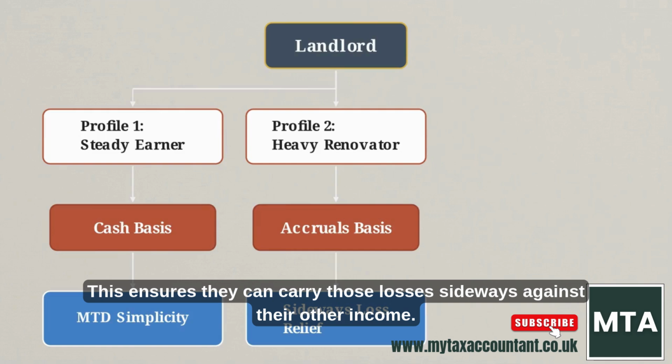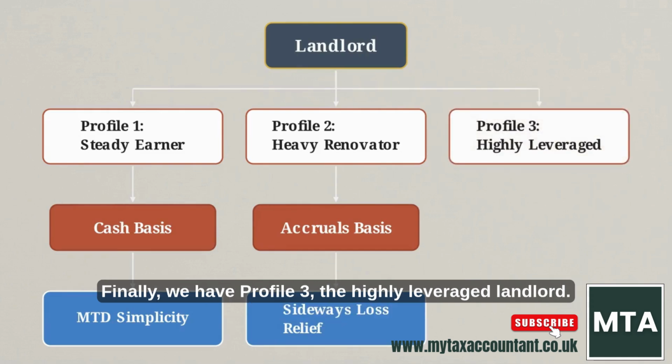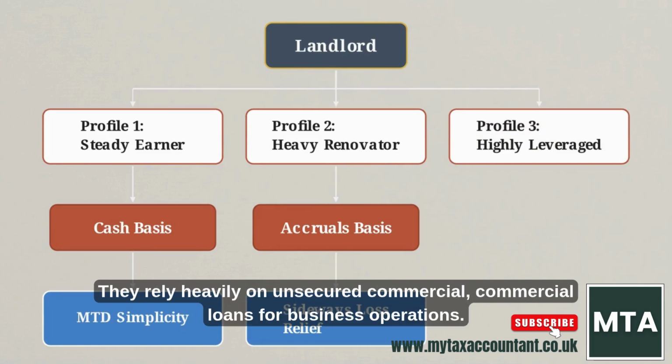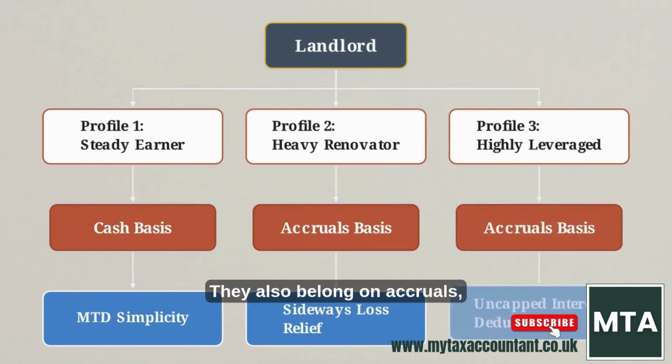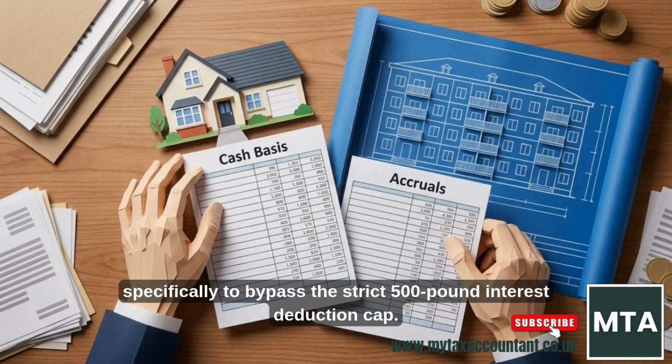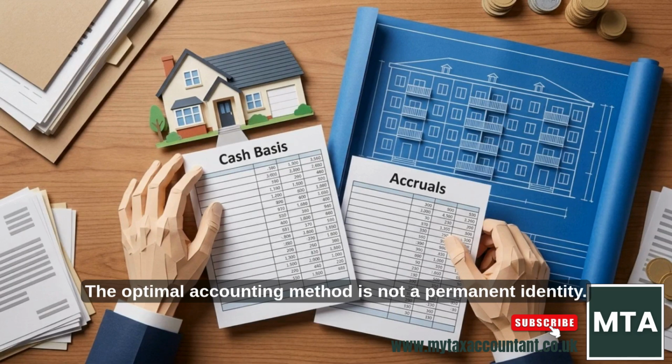Finally, we have Profile 3, the highly leveraged landlord. They rely heavily on unsecured commercial loans for business operations. They also belong on accruals, specifically to bypass the strict £500 interest deduction cap. The optimal accounting method is not a permanent identity. It is a strategic tool that must match the exact operational reality of your portfolio.